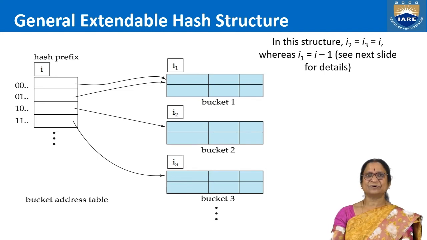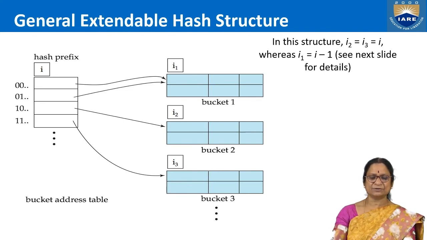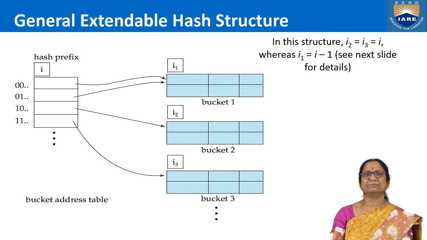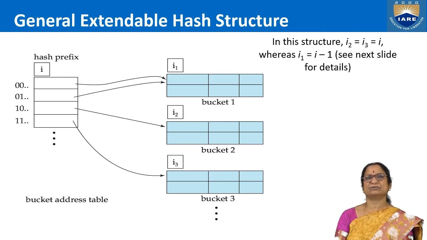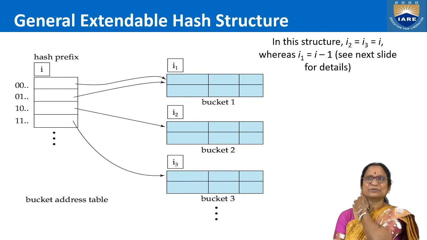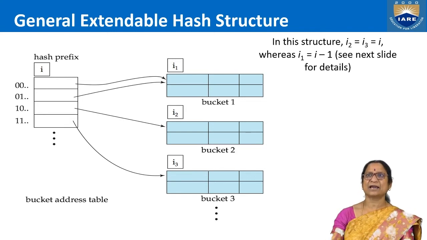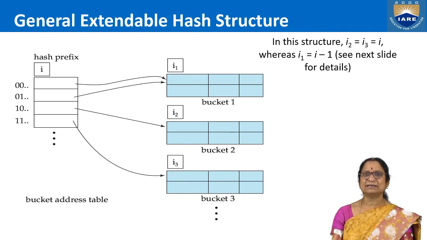So the general hash function is like this. For example, you observe 00011011. The remaining bits I am not considering, 2 bits only. That is, 2 bits means 4. If a third bit is there, 8. If a fourth bit is there, 16 buckets, and so on. So in this structure, I2 is equal to I3 is equal to I, where I1 is equal to I minus 1. Based upon that, the data is going to be arranged.